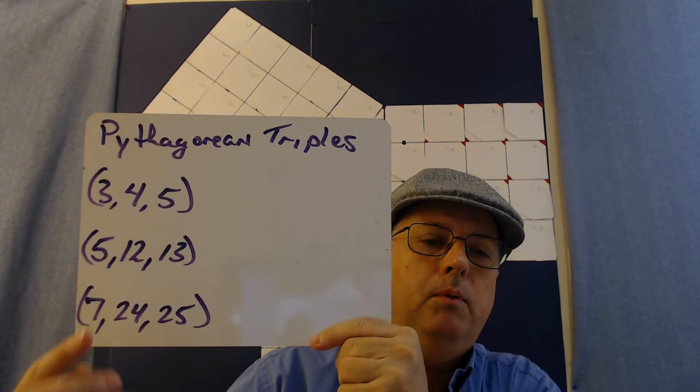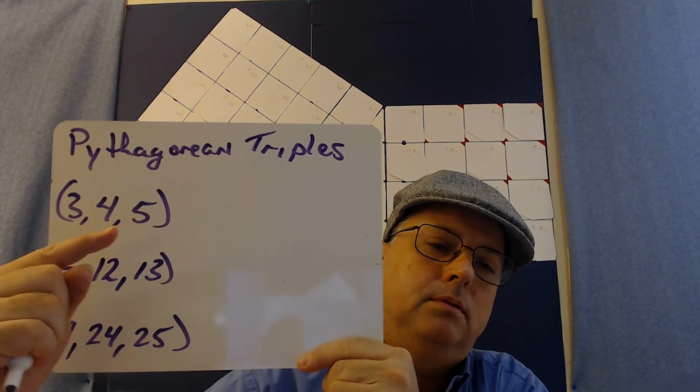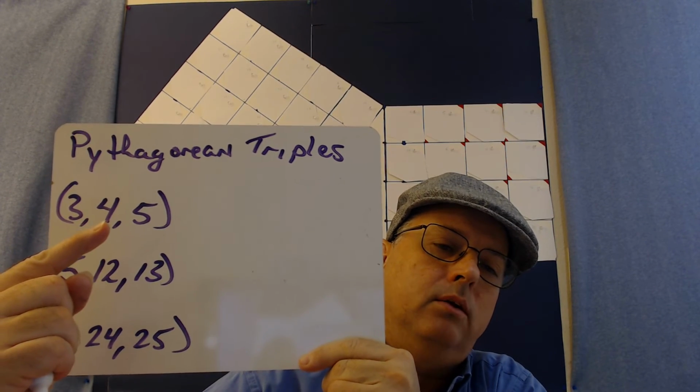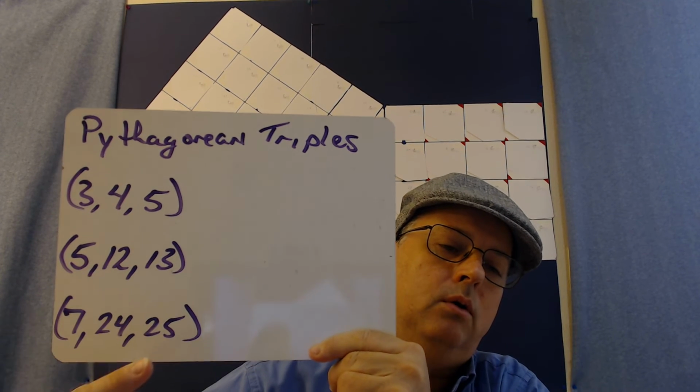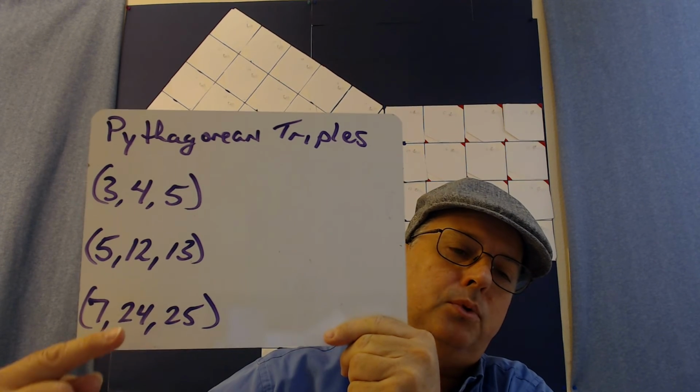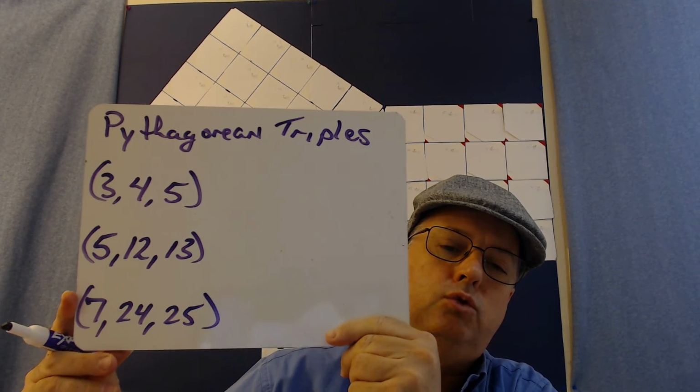3, 4, 5. And these are all the primitive ones. And 5, 12, 13, and 7, 24, 25. And what we want to notice is that in these Pythagorean triples, the C value is 1 more than the B value. 13 is 1 more than 12. 25 is 1 more than 24. And so these Pythagorean triples have the B and C values as 1 apart.